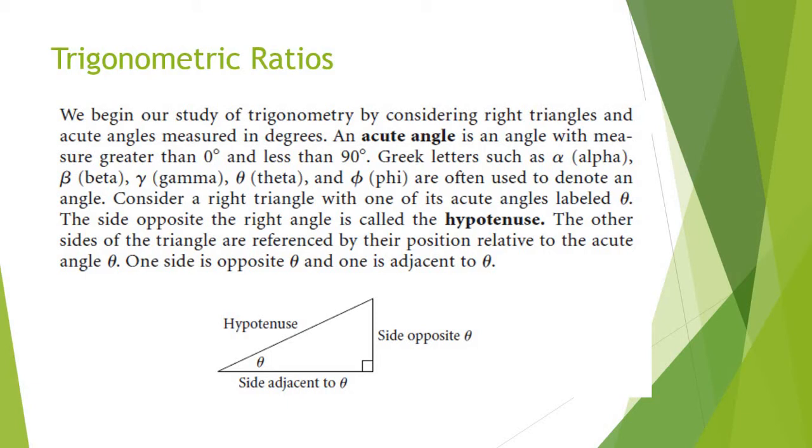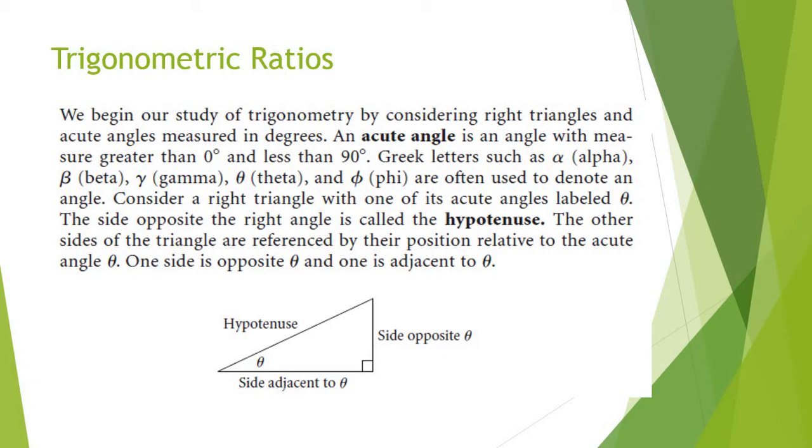Acute angles are angles that are measured less than 90 degrees and greater than 0 degrees. To represent the angle we are going to use different Greek letters. We have alpha, beta, gamma, and theta, or also phi. These are the most commonly used Greek letters to represent the angle of the triangle.